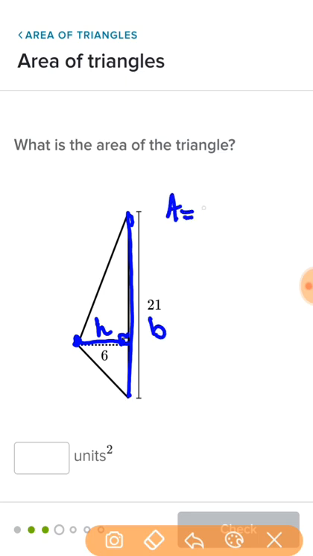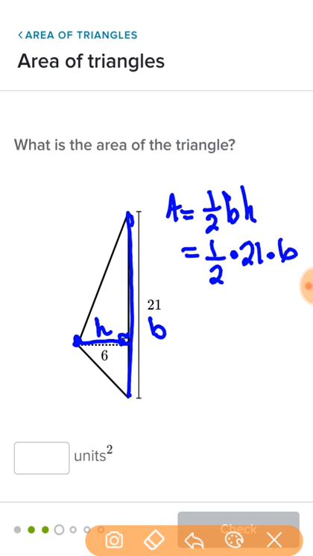So the area is 1/2 of the base times the height, 1/2 of the base, which is 21. So half times 21 times 6. And so again, we still have the option that says that I can multiply these numbers in whatever order I want because it's all multiplication. So if I take half of 6, because half of 21 is going to give me a decimal, so I might not want to do that. But let's take half of 6. Half of 6 would be 6 divided by 2, and 6 divided by 2 is 3.